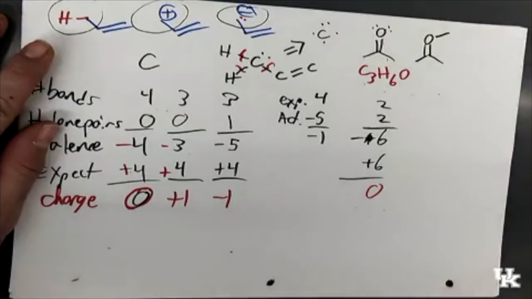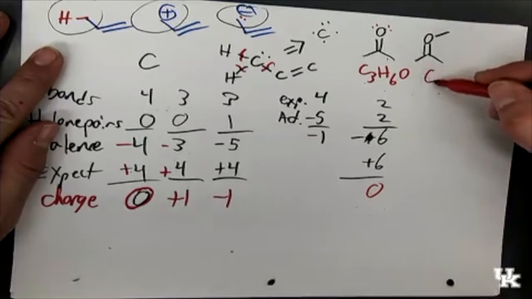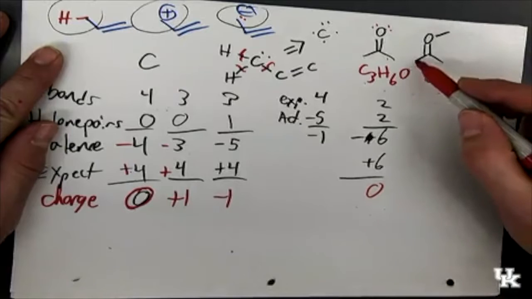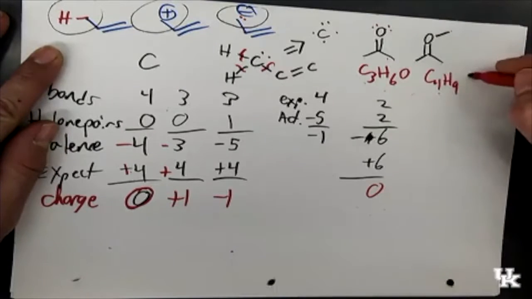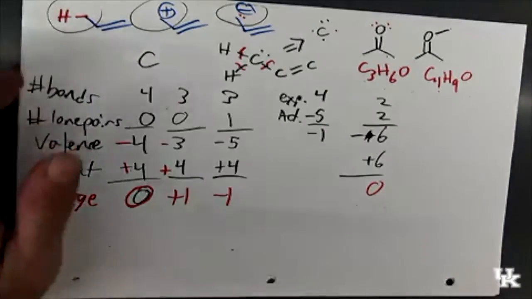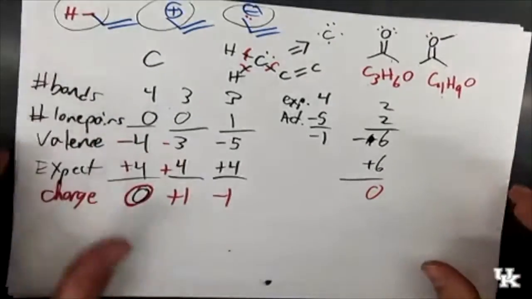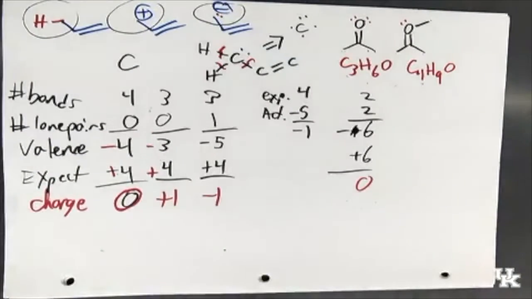Okay, this structure is now C4H9O. Am I missing any lone pairs? Yes, I'm seeing some nodding heads. Yes, we're missing 1 lone pair. I saw a number 1 come up. Missing 1 lone pair. Okay, what is the charge on this oxygen?